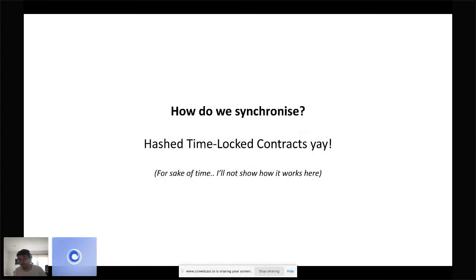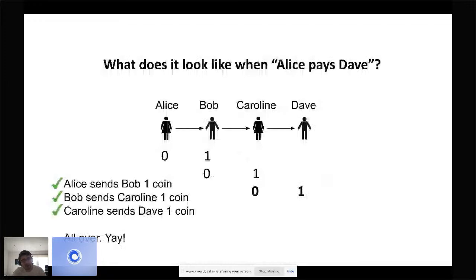So I actually took this out of my slide. Typically, I would explain how that synchronization works across the 4 channels or 3 channels, but I don't think it really matters for this talk. I just want to highlight that you can synchronize payments from Alice to Dave, even though they don't share a payment channel.